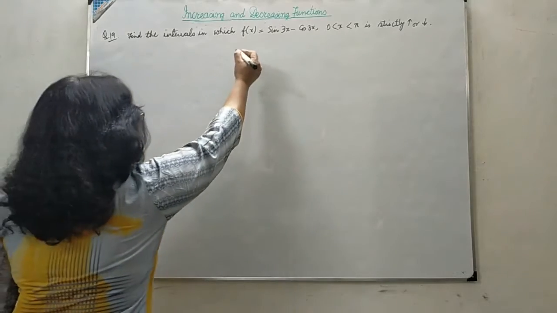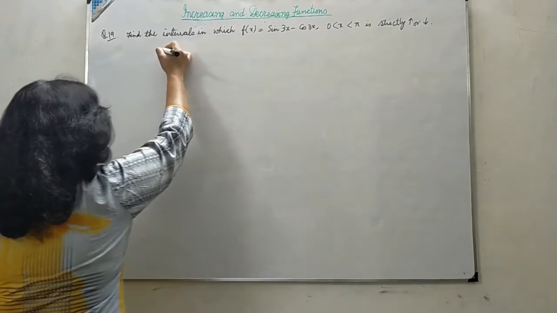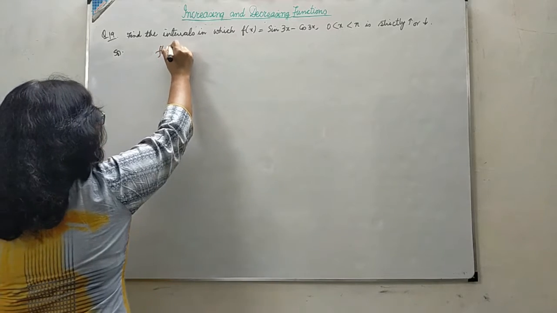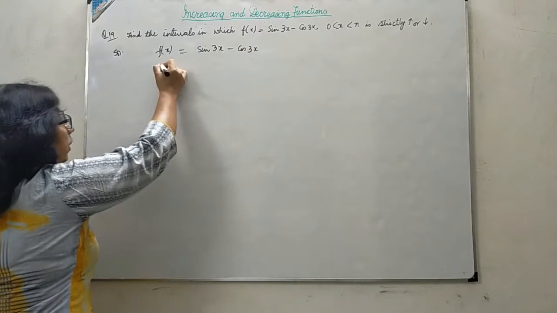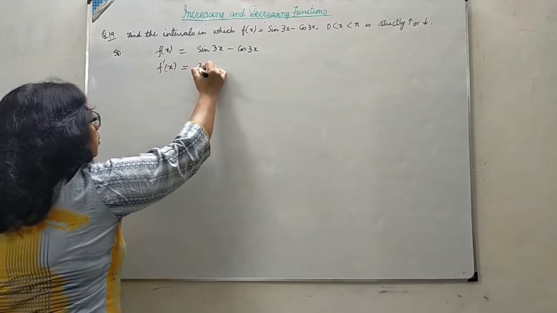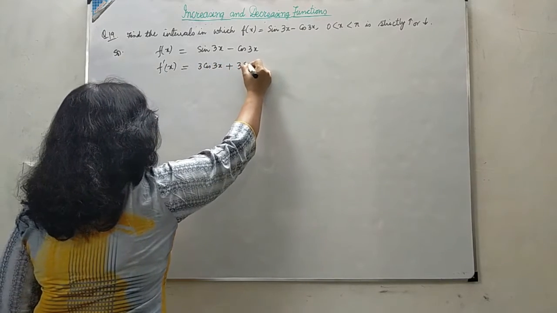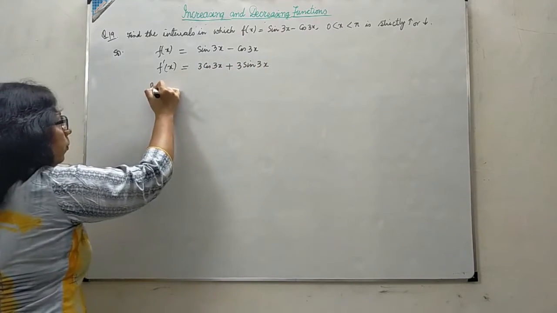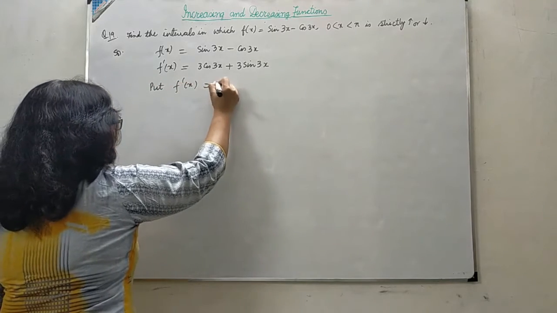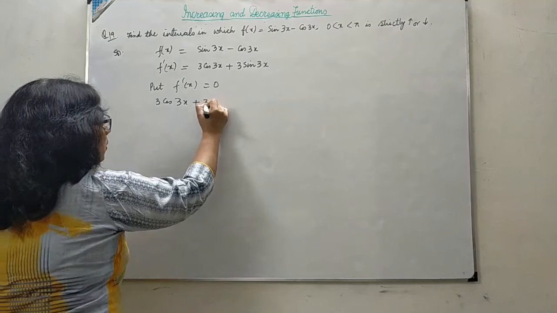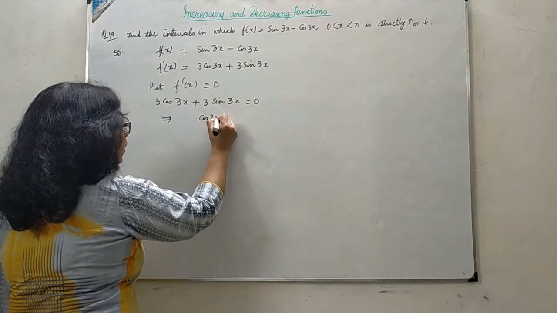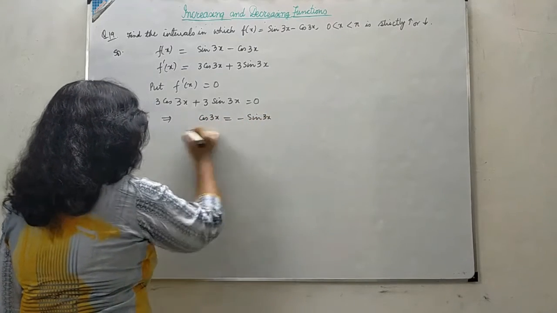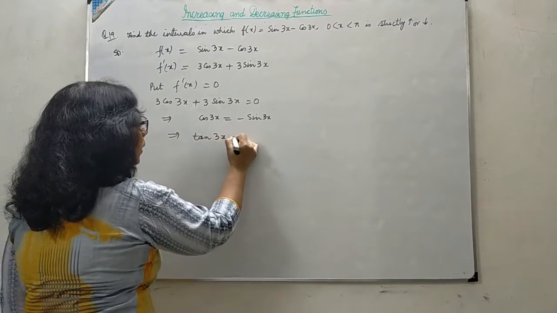Here there is another question. I am taking the last one for this topic. The function given here is sin 3x minus cos 3x, and we are given an interval also, that is 0 to pi. As per the procedure, f dash x is 3 cos 3x plus 3 sin 3x, and then we will put f dash x as 0. So 3 cancels out, cos 3x is minus sin 3x, or I may write tangent 3x as minus 1.